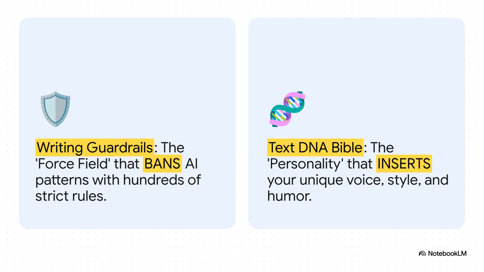And the beauty of this system is how simple the idea is. It's got two parts. On the left, you've got your writing guardrails. Okay, think of this as the force field. It is a massive file that's basically a giant do not use list for the AI. Hundreds of banned words, phrases, and habits. Then on the right, you have the text DNA Bible. If the guardrails file kills the robot voice, this file replaces it with your voice. It's where you insert your unique style, your sense of humor, your personality.